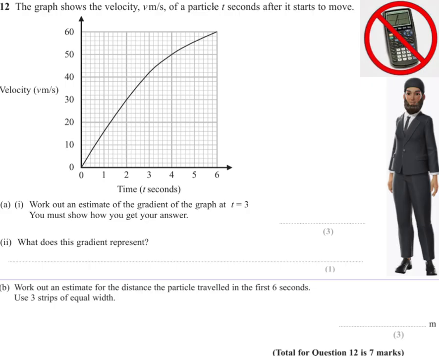The graph shows the velocity v in meters per second of a particle t seconds after it starts to move. Here is the velocity time graph. Work out an estimate for the gradient of the graph at t equals 3.